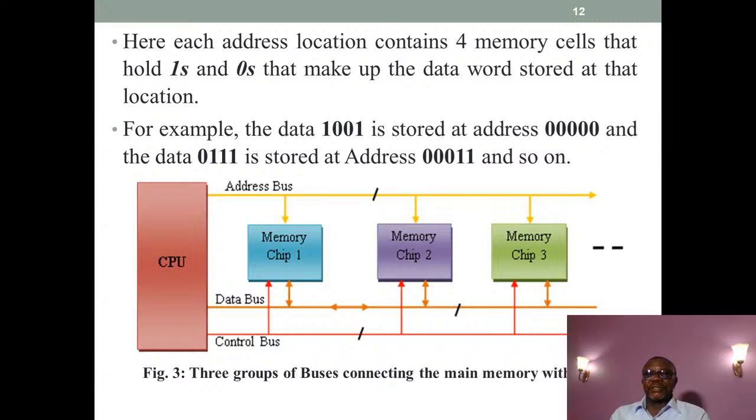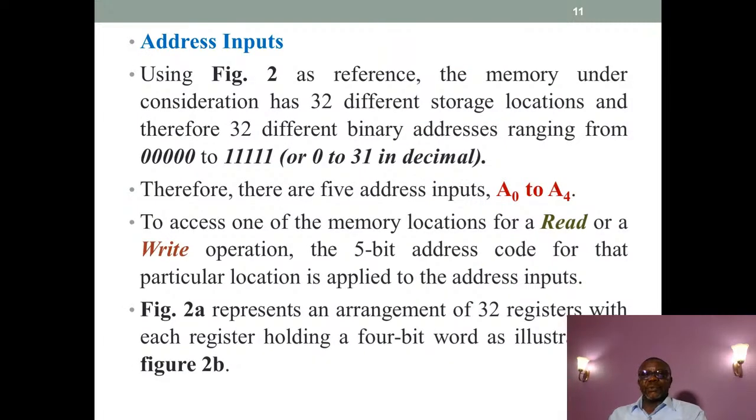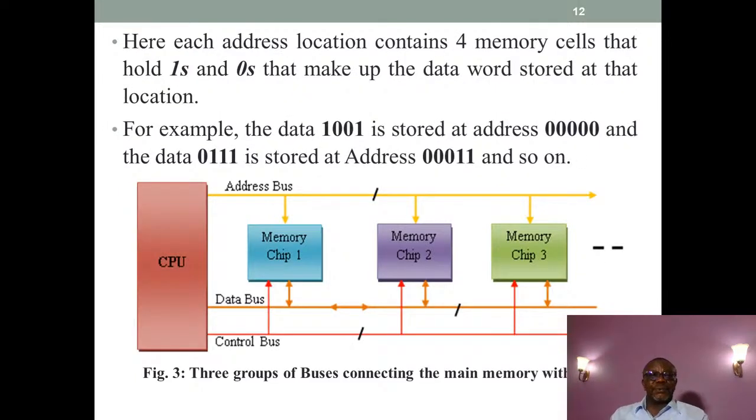Let's go back a bit to see it. Okay, see, at address location 00000, we have 1100 stored there. We will quickly see another example. For example, we say that the data 0111 is also stored in address location 00011, and so on.